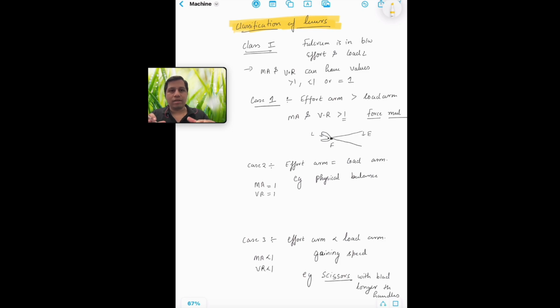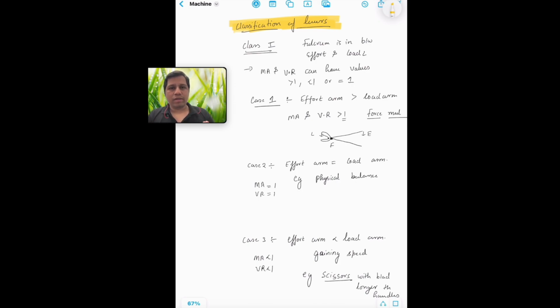So physical balances, you would have often seen this with shopkeepers, where they have this physical balance having two pans, where you put things on one and weights on the other. So you will know the weight of that particular thing. So classification of levers is based on where the fulcrum is placed. Depending on that, it can be divided into three classes: class 1, class 2, and class 3.